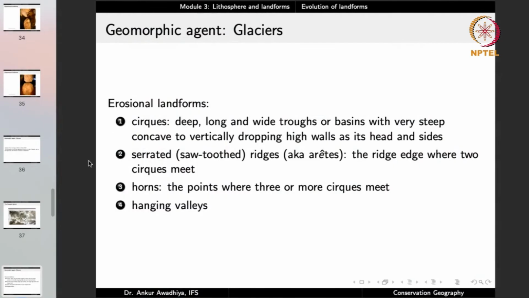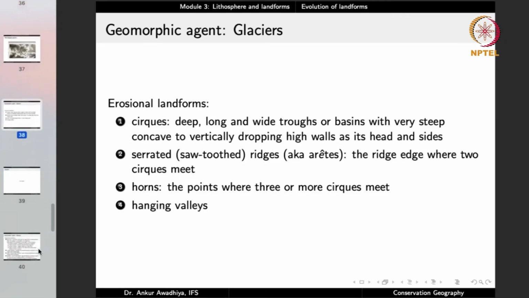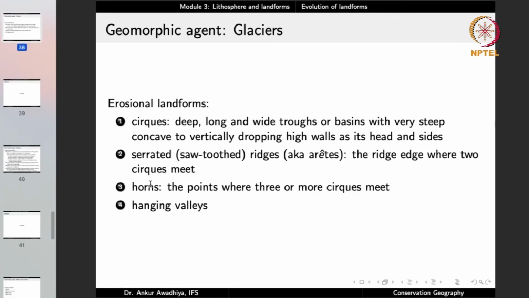Now cirques are deep, long and wide troughs or basins with very steep concave to vertically dropping high walls as its sides and head. So they are deep, long and wide troughs or basins with very steep either concave walls or vertically dropping walls as its heads and sides.